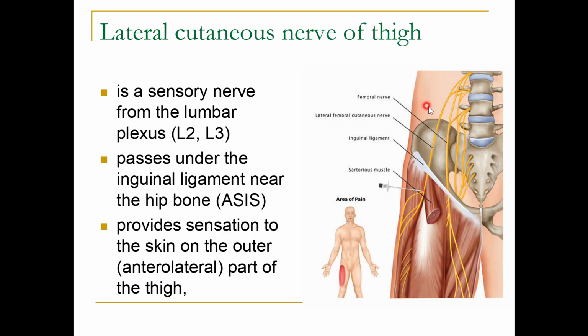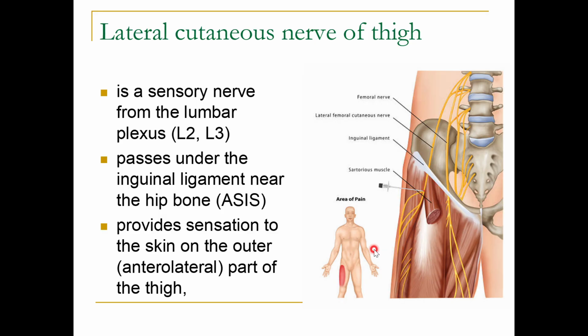The lateral cutaneous nerve of the thigh is a sensory nerve which arises from the lumbar plexus, L2 to L3. It passes under the inguinal ligament. So here you can see this is the inguinal ligament. It passes underneath the inguinal ligament near the hip bone, that is the anterior superior iliac spine, and it provides the sensation over the skin on the outer, that is the anterolateral, aspect of the thigh.